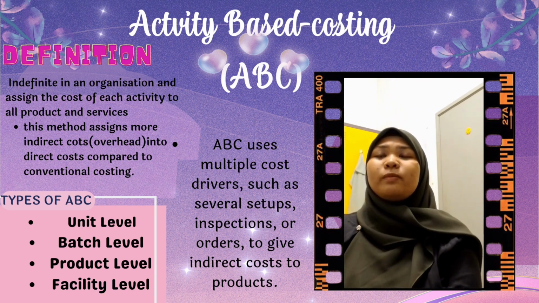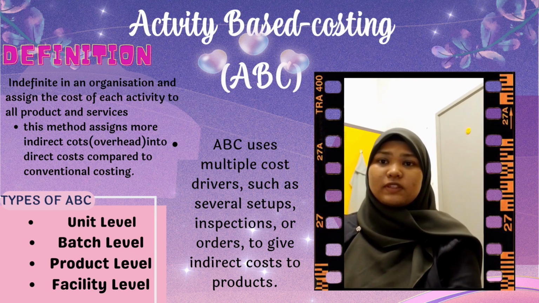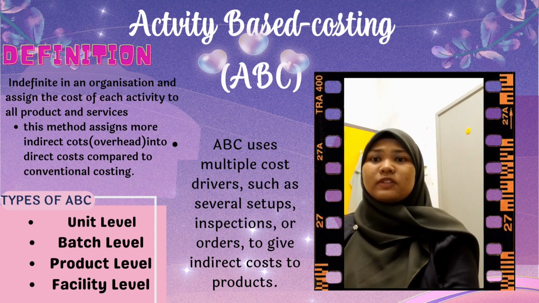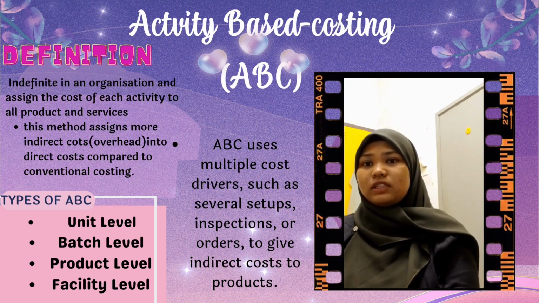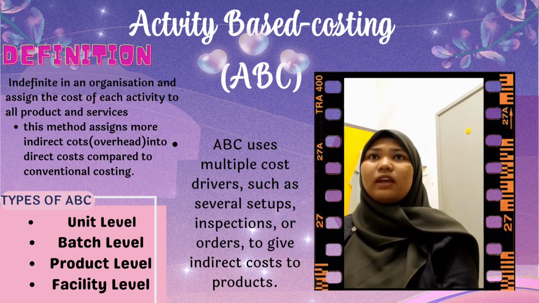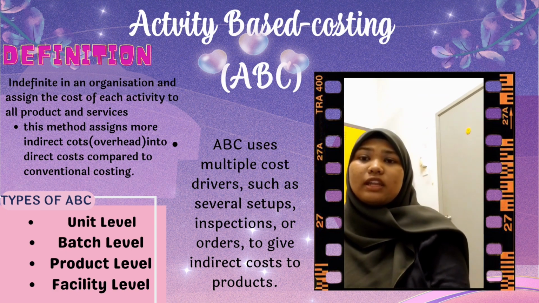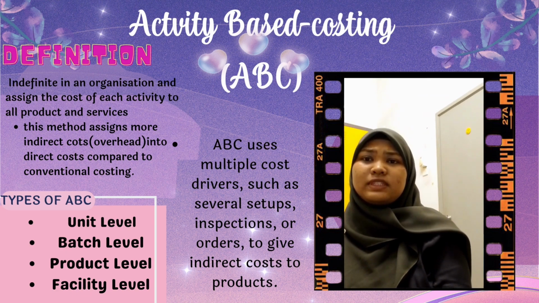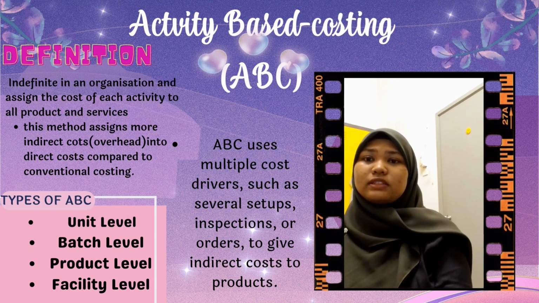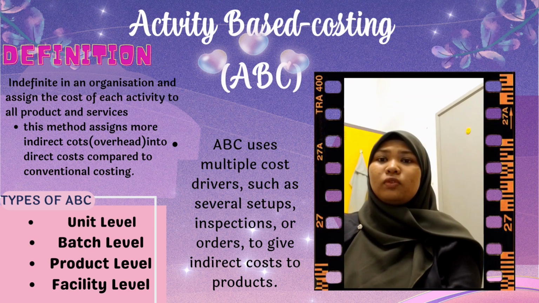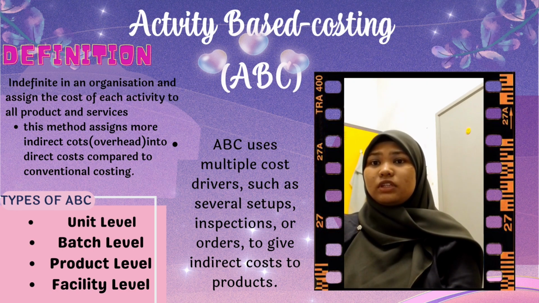So now I will present to you activity-based costing. Activity-based costing we know as ABC. The meaning of ABC is to identify in an organization and assign the cost of each activity to all the products and the services. So we know the ABC assigns more indirect cost, or what we know as overhead, into the direct cost compared to conventional costing.